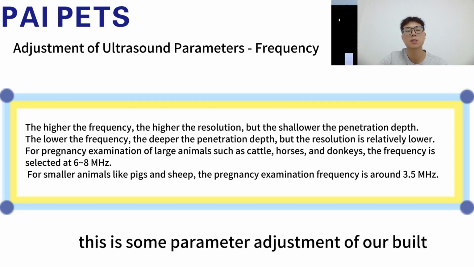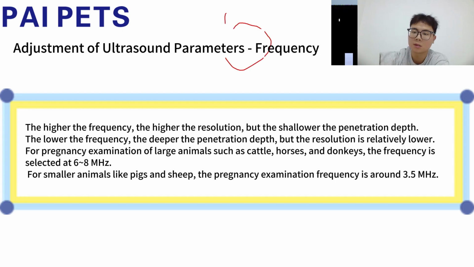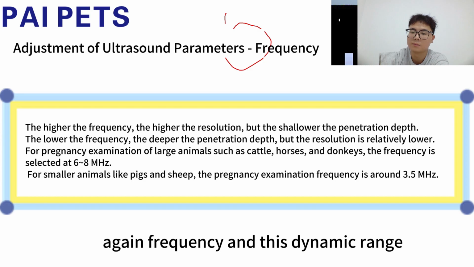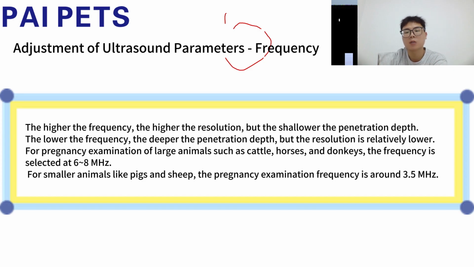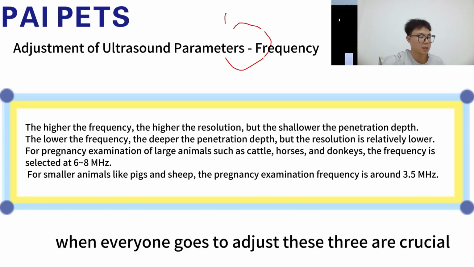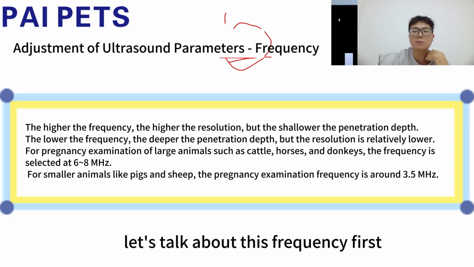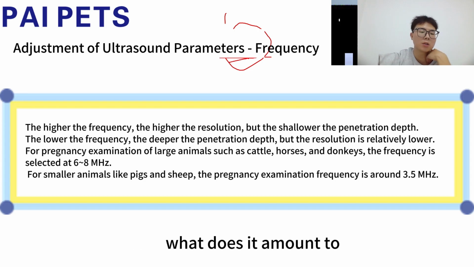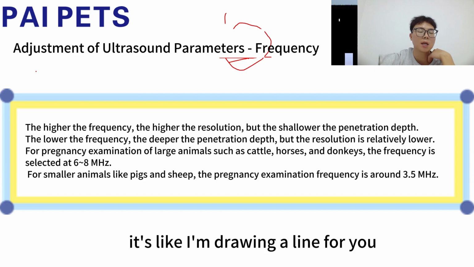This is some parameter adjustment of our VO: the gain, frequency, and dynamic range. When everyone goes to adjust the VO, these three are crucial. Let's talk about this frequency first. What does it amount to? It's like I'm drawing a line for you.